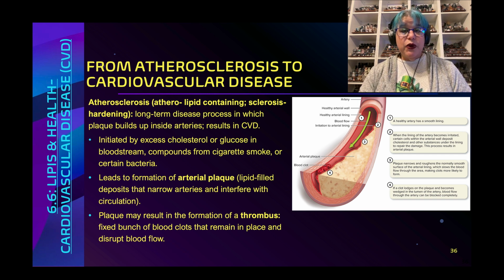Compounds from cigarette smoke or certain bacteria can actually complicate or make this issue worse. It leads to the formation of an arterial plaque, which is a lipid-filled deposit that narrows the artery. And because of this narrowing of the artery, of course, it interferes with circulation. The plaque may result in the formation of what we call a thrombosis, which is basically a fixed bunch of blood clots that remain in place and disrupt blood flow.